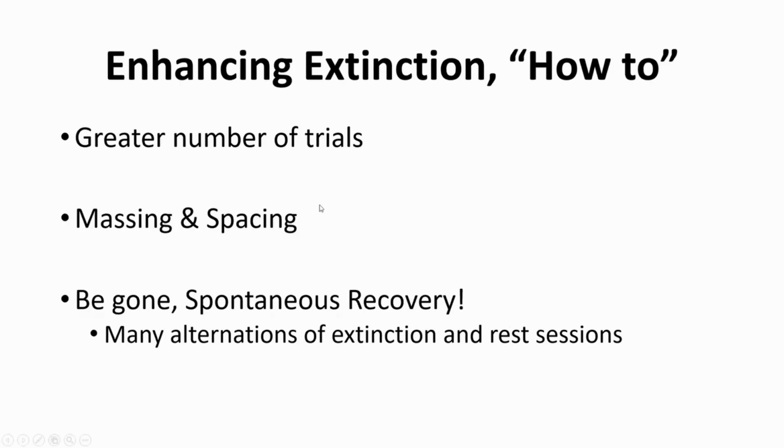Okay, so what are we going to cover? We're going to hit 3 major techniques for enhancing extinction. So first, we're going to talk about having a greater number of trials. Next, we're going to talk about how those trials are delivered, so massing and spacing. And then we want to try getting rid of that spontaneous recovery. How can we adjust things to try and get rid of spontaneous recovery, which is usually just many, many repetitions?